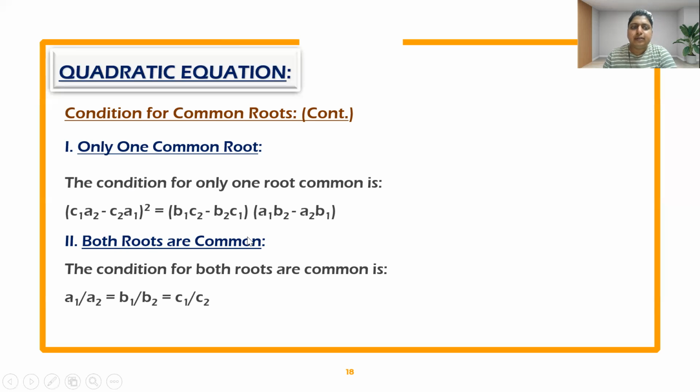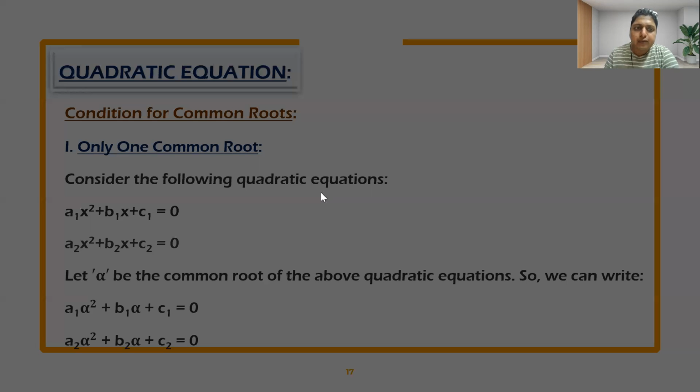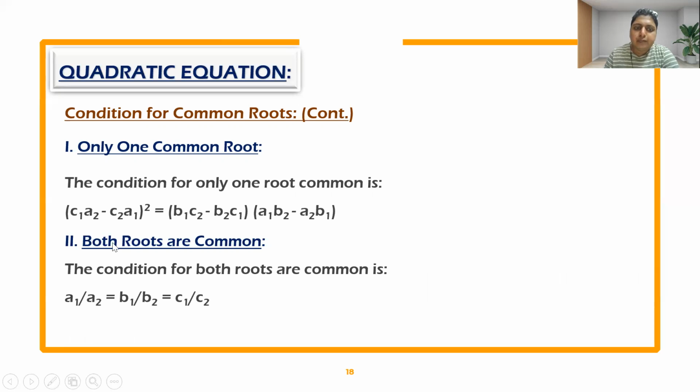And if both the roots are common, that means we have alpha and beta, and both the roots satisfy the condition. So the condition becomes a1 upon a2 equal to b1 upon b2 equal to c1 upon c2. These are the conditions for only one common root and for both the roots being common, so we have to learn both of them.